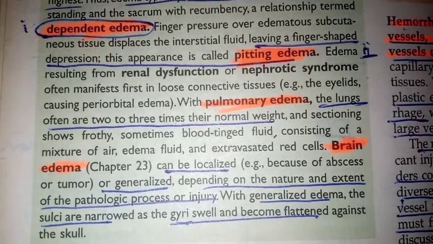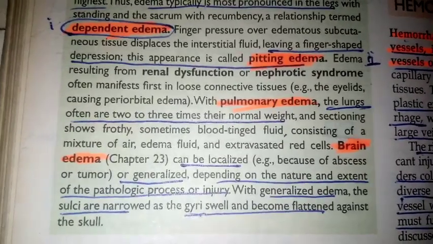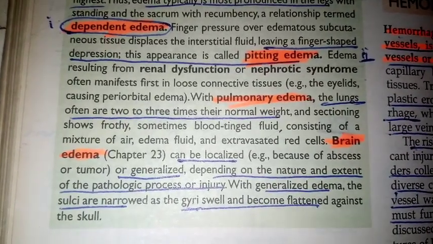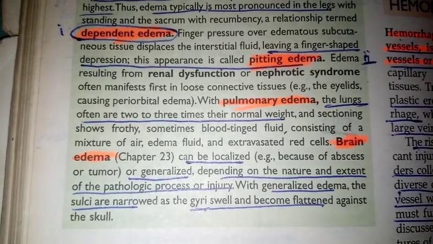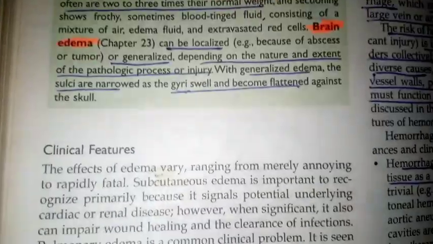If it is localized, it is easy to treat. If it is generalized, it is difficult to treat. In generalized edema, the sulci are narrowed and the gyri will be swollen and flattened against the skull.